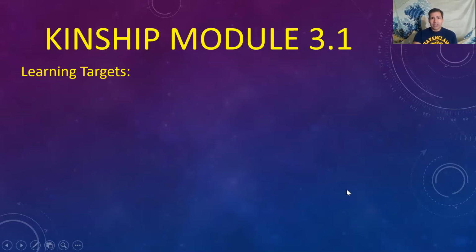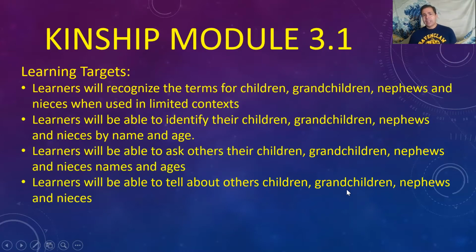All right, so I'm trying to keep these short, as I've said before, so I'm going to jump right in and we will get going. So we have the kinship module 3.1, and what we're really going over today is the terms for children and grandchildren, nephews and nieces. And the learning targets are all the same. By the end of this module, you will be able to recognize all of those terms. You'll be able to identify individuals using those terms by name and age, whether they're yours or somebody else's, and you'll also be able to ask people about children, grandchildren, nephews, and nieces, what their names are and what their ages are. All right, so let's start.